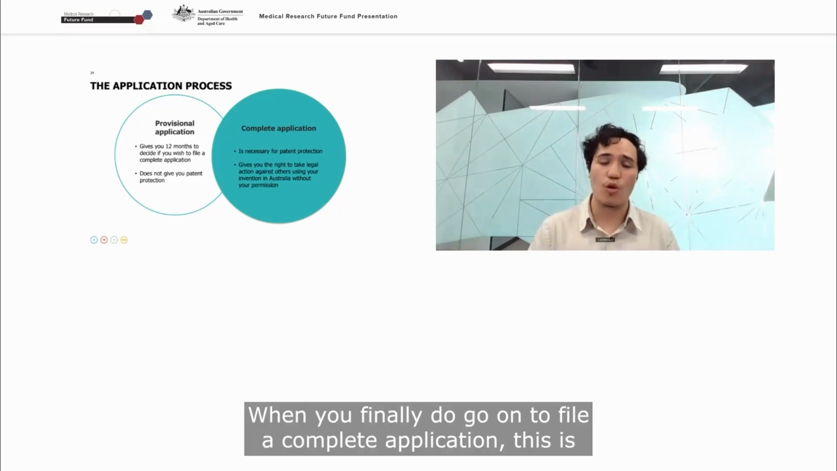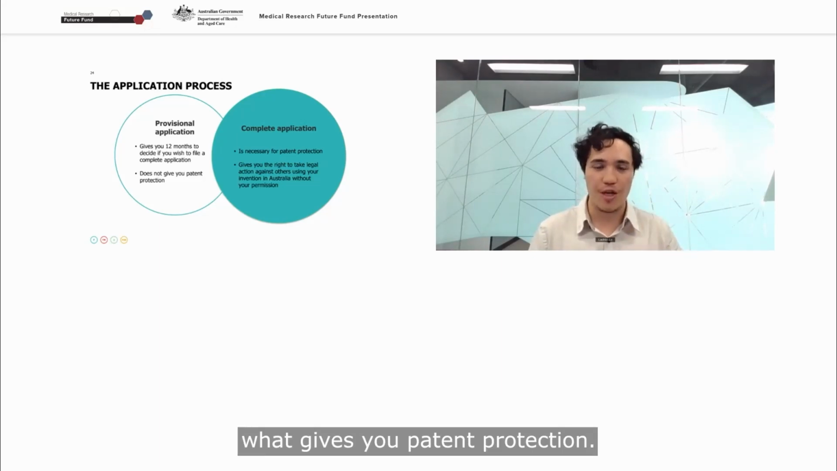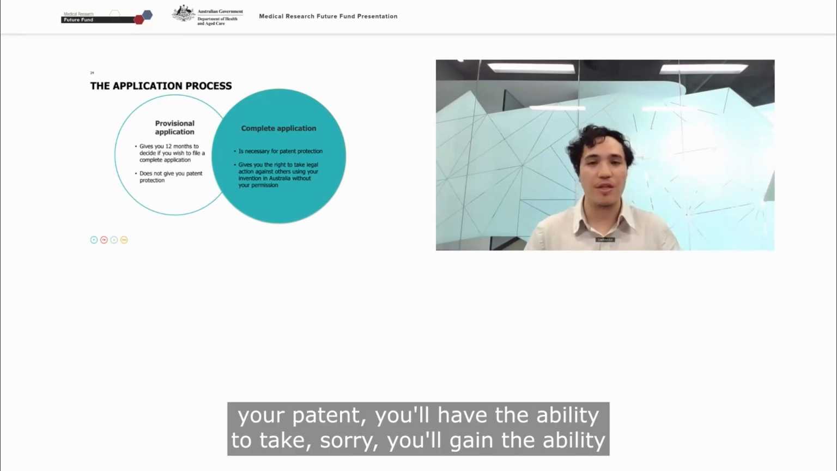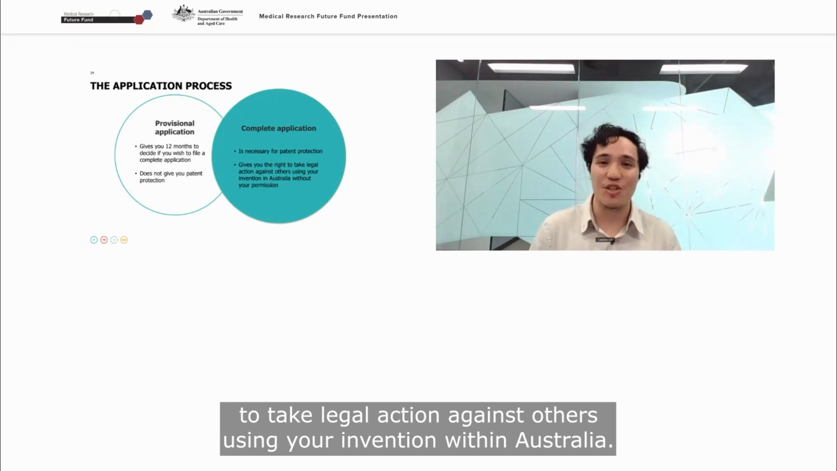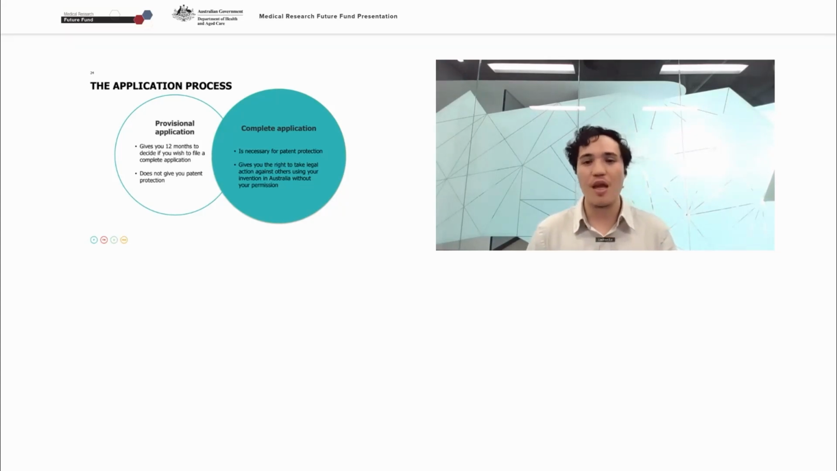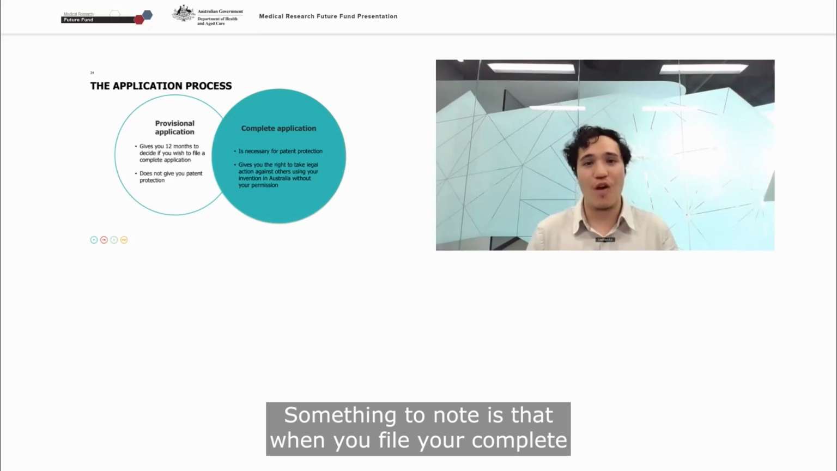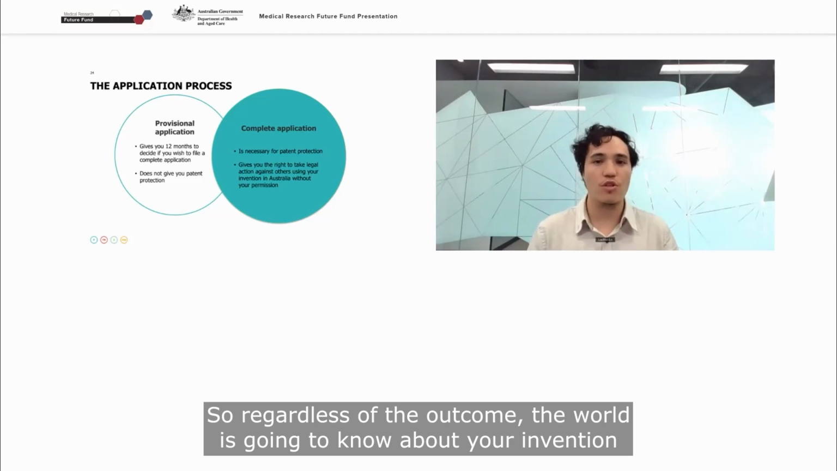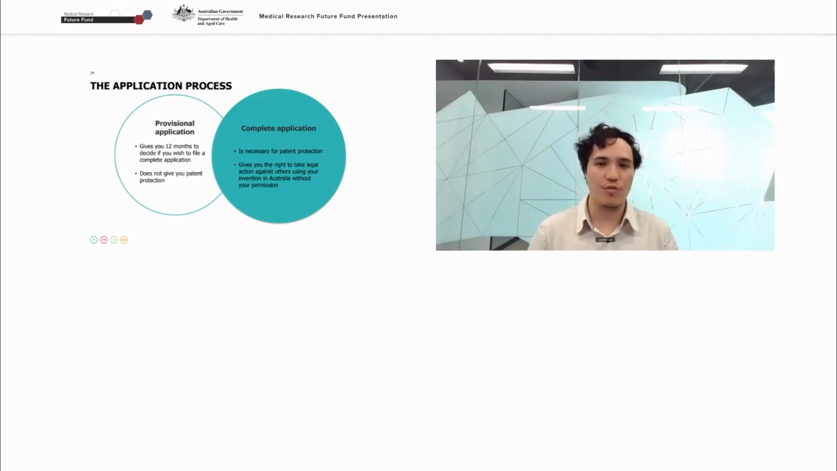When you finally do go on to file a complete application, this is what gives you patent protection. It is assessed by examiners at IP Australia, and then once you get given your patent, you'll gain the ability to take legal action against others using your invention within Australia. Something to note is that when you file your complete application, you file it publicly. So regardless of the outcome, the world is going to know about your invention following the complete application.